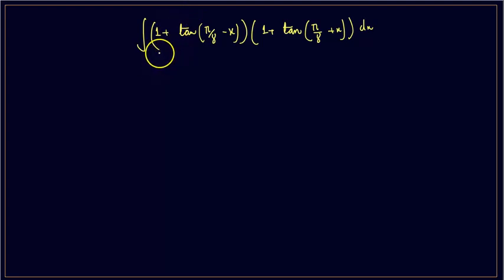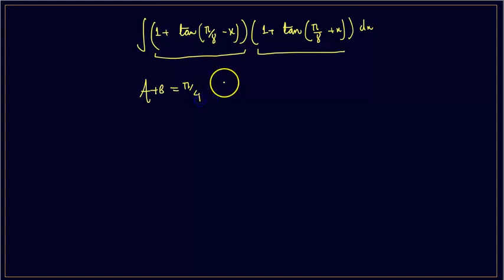In this one, you have to find the integration of 1 plus tan(pi by 8 minus x) and 1 plus tan(pi by 8 plus x). So there is one property that is given: if a plus b is equal to pi by 4, then the value of (1 plus tan a) into (1 plus tan b) is equal to 2.